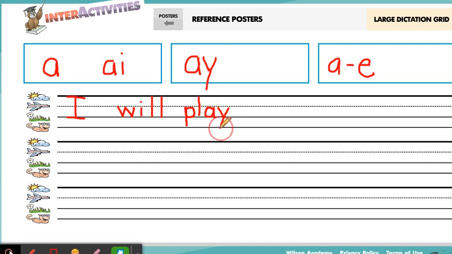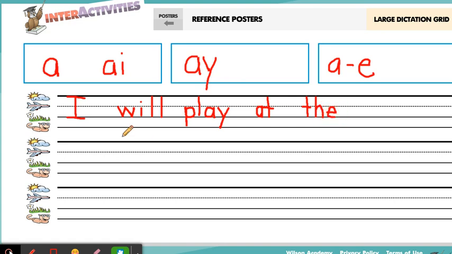I will play at. A is a magic C into an A. And the T is a skyline letter. I will play at the skyline letter, T, H, E goes in between the plain line and grass line and goes around.